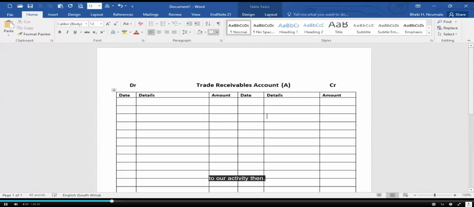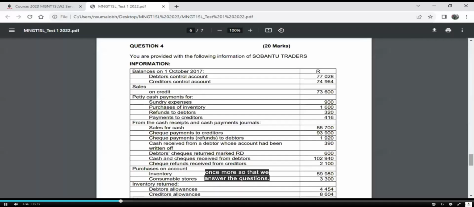All right, let's go straight to our activity. Then I'll go to my notes. When you go to your activity, you'll find your notes for trade receivable. So if you remember, let me show you once more. So you go straight to your trade receivable. This is my question number 4. So this is what you do. Please make sure that we go to question number 4 once more so that we answer the questions.